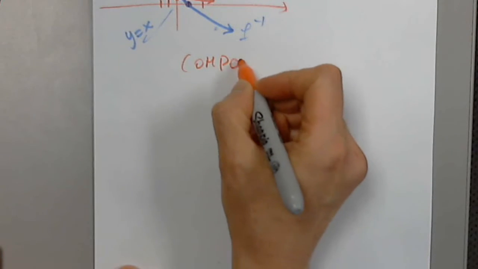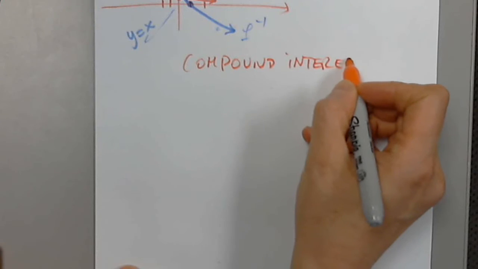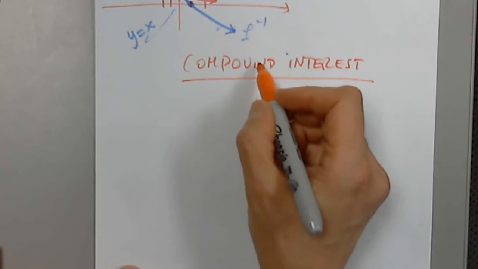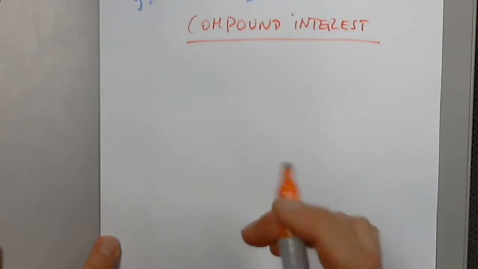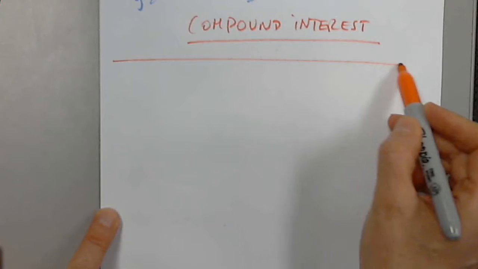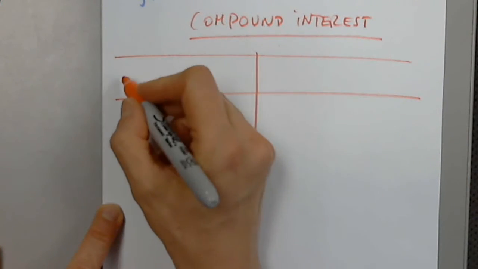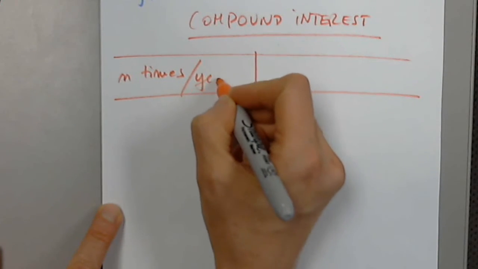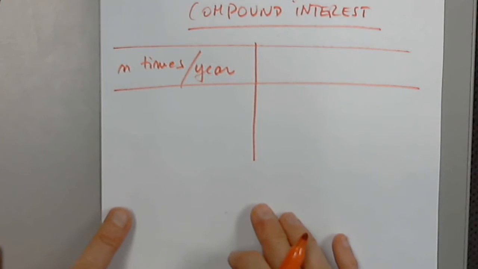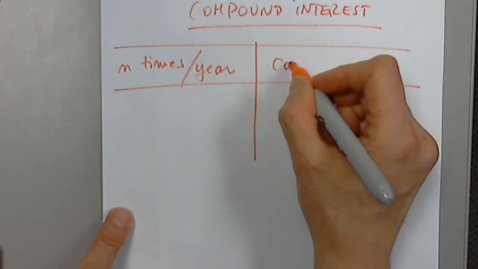Compound interest. An application in which the exponential function is the key. Okay. Interest is compounded n times per year. In the second possibility, continuously.